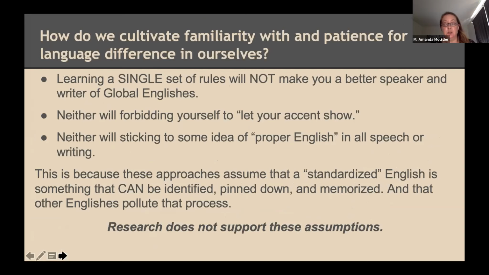So here's how not to do it first. Learning a single set of rules will not make you a better speaker or writer of global Englishes. Neither will forbidding yourself to let your accent show, and neither will sticking to some idea of proper English in all speech and writing. This is because these approaches assume that one single standardized English is something that can be identified, penned down, memorized, and it won't change, and that other Englishes pollute that process.